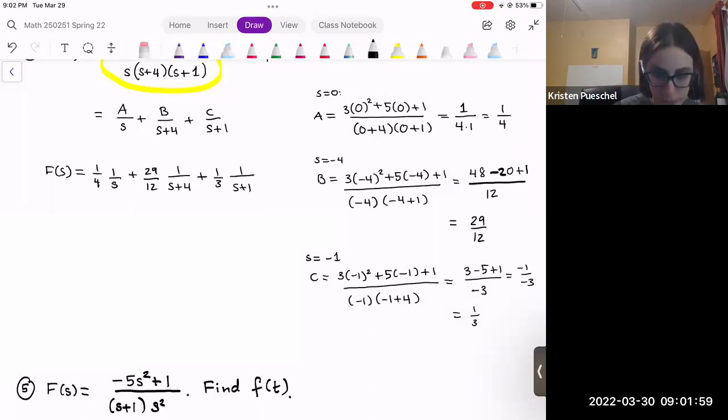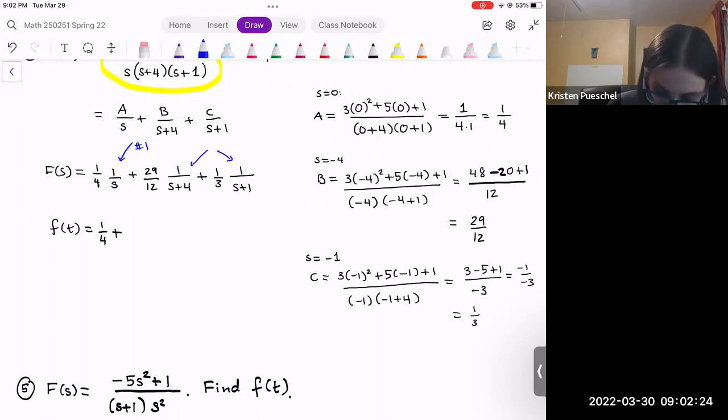And now we're going to find the inverse Laplace transform. So the inverse Laplace transform of this 1 over s term is, we're going to use rule number 1. So that just says it's going to be equal to 1. 1/4 times 1. So that's 1/4. And then for the other two, we're going to be using rule 2. So that gives us 29/12 e to the -4t plus 1/3 e to the -t. Great.